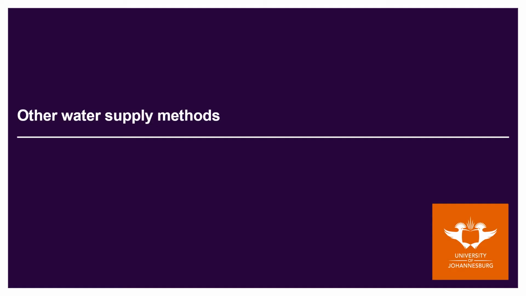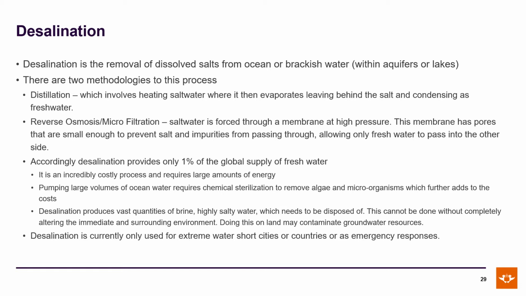Other water supply methods in South Africa. Desalination involves the removal of dissolved salts from oceanic or brackish water that can be found within aquifers or lakes. There are two methods to this process. The one is distillation, which involves heating the salt water, which then evaporates, leaving behind salt and condenses fresh water. There is also then osmosis and/or microfiltration, in which salt water is forced through a membrane at a high pressure. And this membrane has pores that are so small that fresh water can pass through, but will prevent salt and other impurities from getting into the other side.